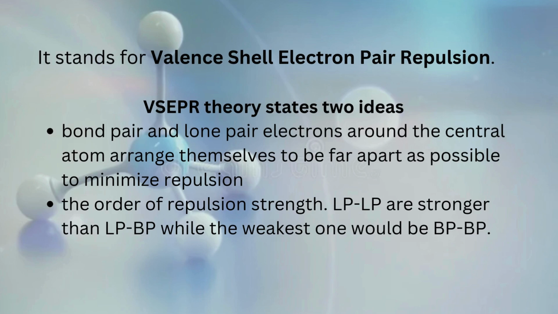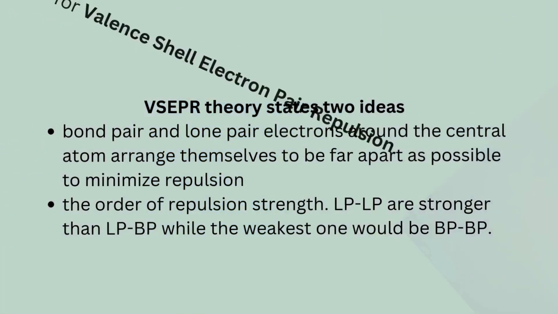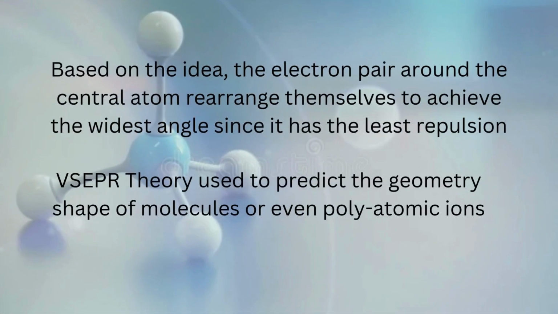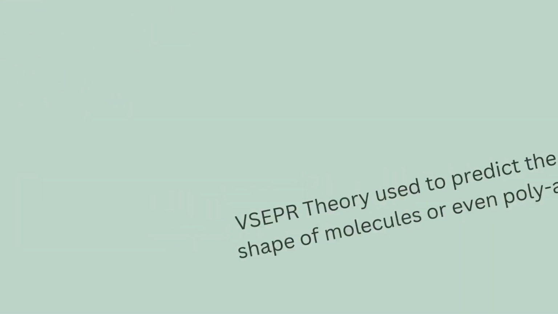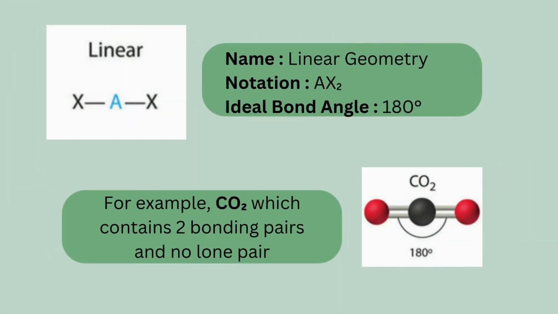The second one is the order of repulsion strength. Lone pair to lone pair is stronger than lone pair to bond pair, while the weakest one will be bond pair to bond pair. So the function of VSEPR theory is to predict the geometry shape of molecules or even polyatomic ions. So let's start off with linear geometry with its notation AX2.